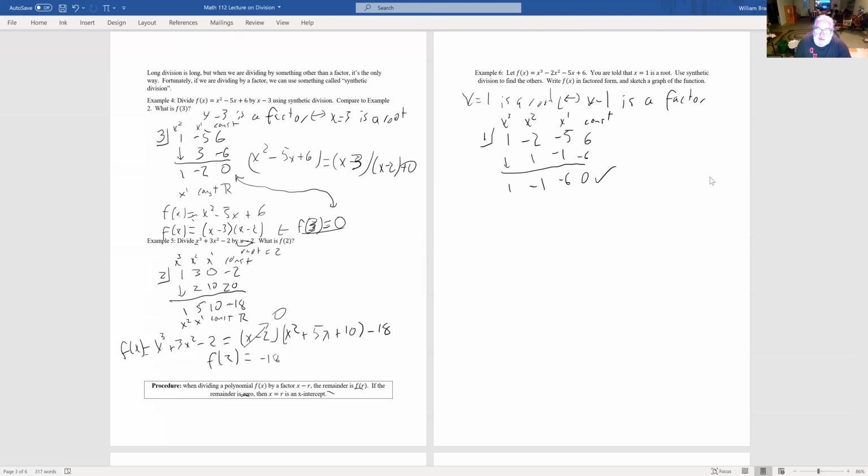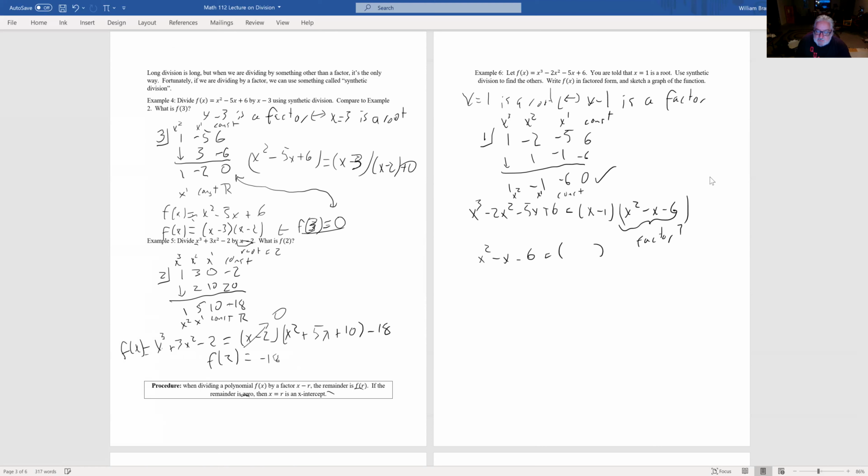So that gives me that x cubed minus 2x squared minus 5x plus 6 is x minus 1 times, oh, I forgot my columns. That's an x squared column. This is the x column. This is the constant column. Remember, you lose a power when you do the division. x squared minus x minus 6. So that's a quadratic. Can we factor this? Yes, we can.